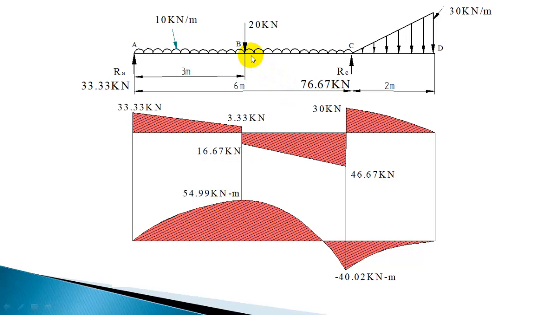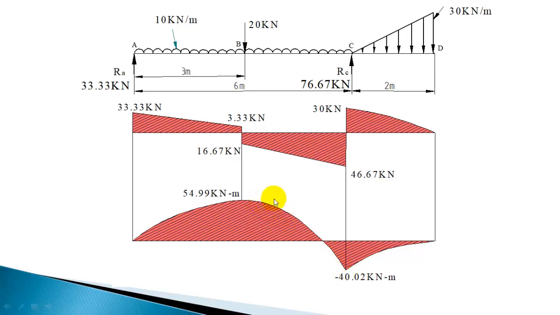And next, for section BC, UDL is also acting, so it's going to be a parabolic variation, and we got the bending moment at C as minus 40.02. So you mark this 40.02 at C, and from B you have to show parabolic variation. Once again, there is no change of sign for the shear force, so no peak between B and C. So bending moment has to gradually go down. It has to go down till minus 40.02.